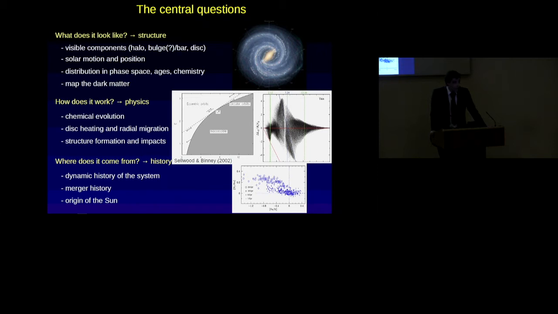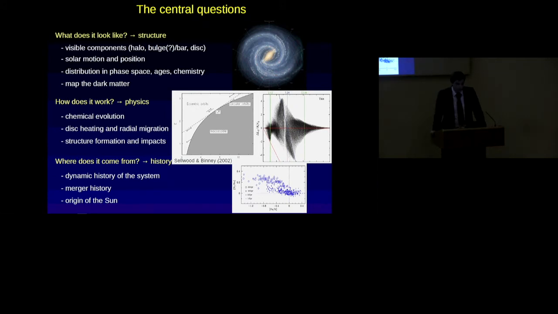Then the second thing is, of course, studying the physics of the whole system. So we have different things like chemical evolution, which is the enrichment of stars over time. We have the disk heating, so stars get born on near circular orbits and then get scattered by molecular clouds or by merging galaxies to more energetic orbits out of the disk. And we can also, by this, discuss what those impacts do and how galactic structure affects the orbits of stars and redistributes them through the system. I'll quickly show you an example of this.